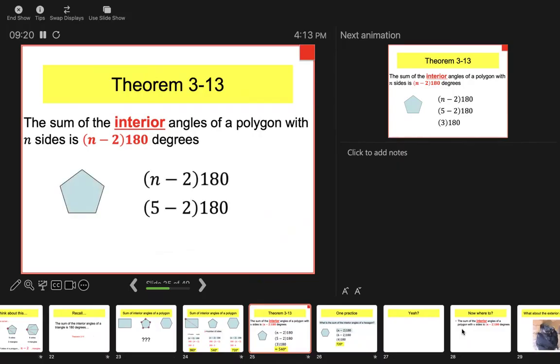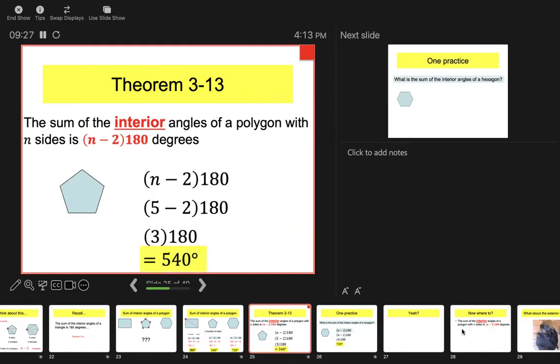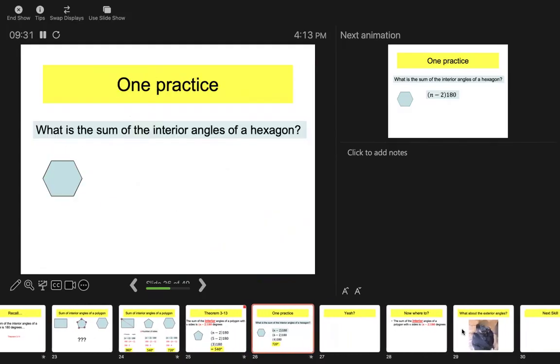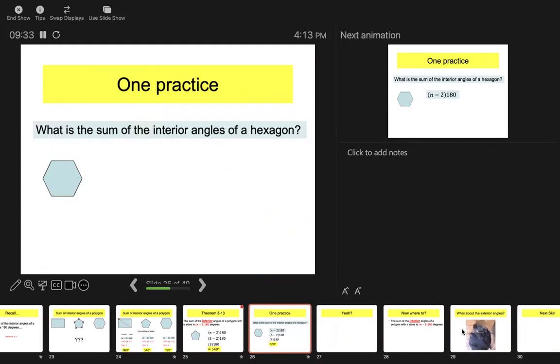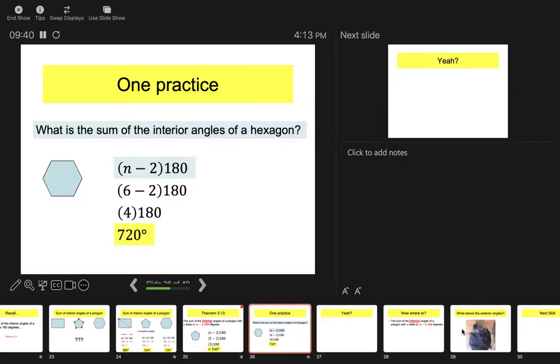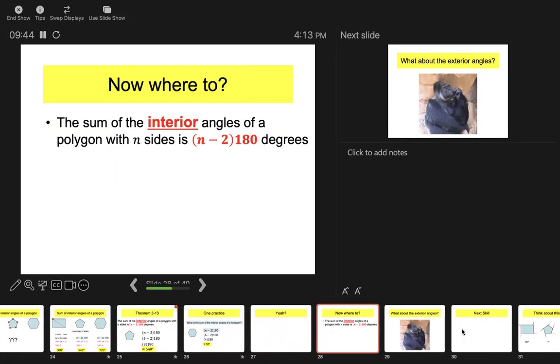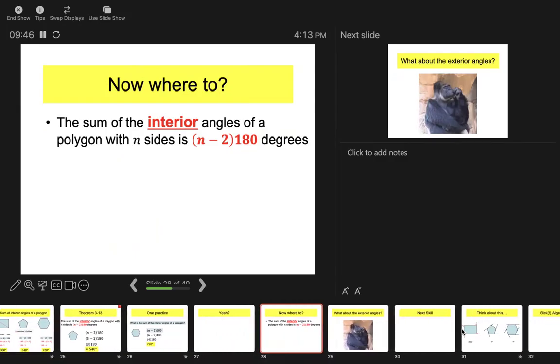Okay. So for my pentagon, this is just one example. 5 minus 2 is 3. 3 times 180 is 540. Believe it or not, for homework, they're going to give you a shape and say, what's the sum of the interior angles? Well, count the number of sides, 6. Plug in 6 for n, do the math, 720. Cool?